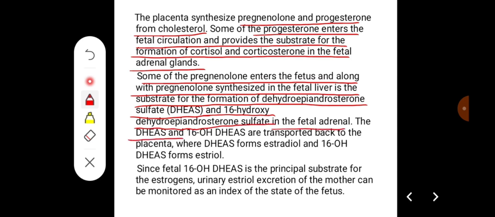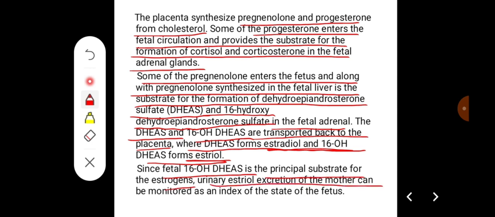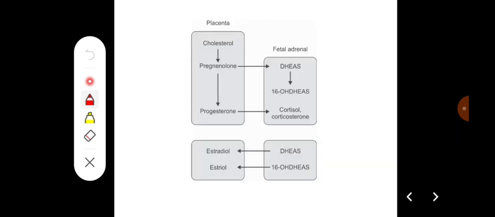The DHEAS and 16 hydroxy DHEAS are transported back to the placenta, where DHEAS forms estradiol and 16 hydroxy DHEAS forms estriol. Since fetal 16 hydroxy DHEAS is the principal substrate for the estrogens, urinary estriol excretion of the mother can be monitored as an index of state of the fetus.